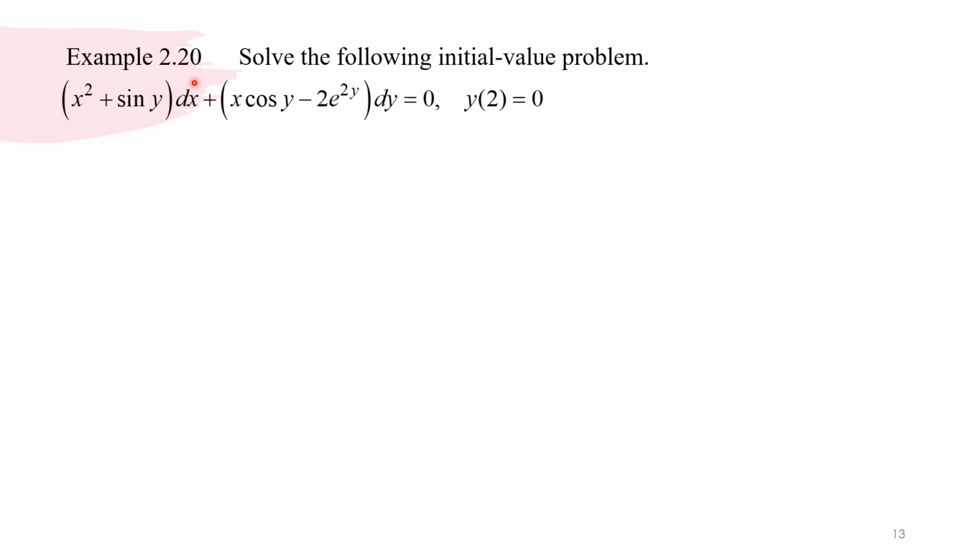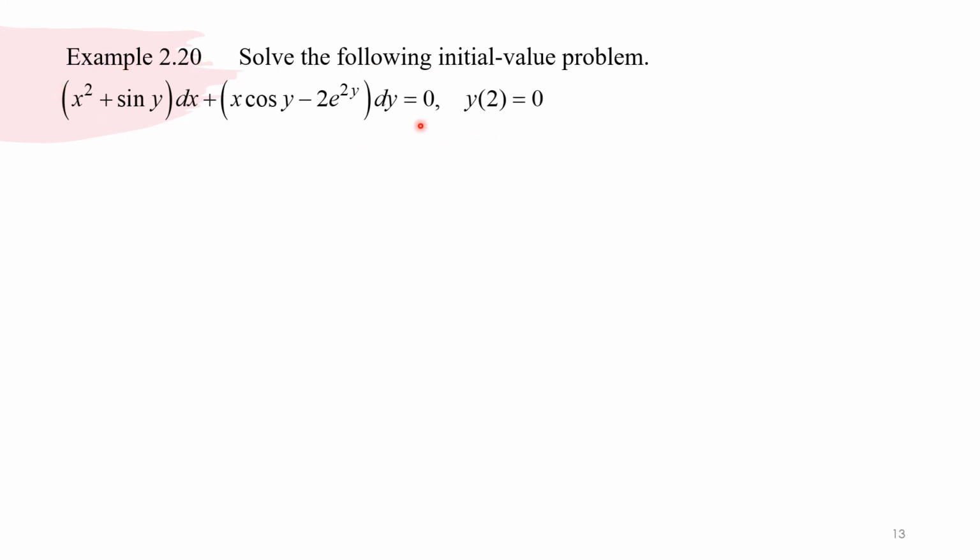Example 220. Solve the following initial value problem: (x squared plus sin y) dx plus (x cos y minus 2e to the power of 2y) dy equals 0, y of 2 equals 0. So this is a differential equation accompanied by an initial condition. The whole set of problem is known as an initial value problem.